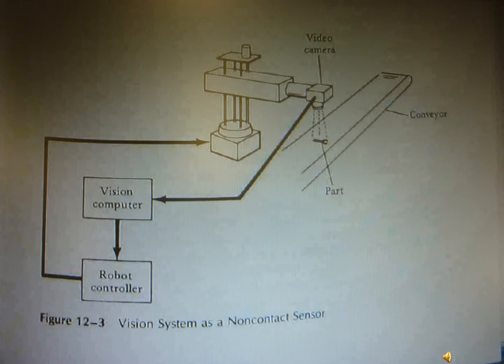So you utilize a vision system as a non-contact sensor. So you use a video camera. When the conveyor belts are moving all the objects, the video cameras take the video, and then the video cameras send the signal to the vision computer, and the vision computer sends a signal back to the robot controller. And this is the way the vision system is utilized as a non-contact sensor.